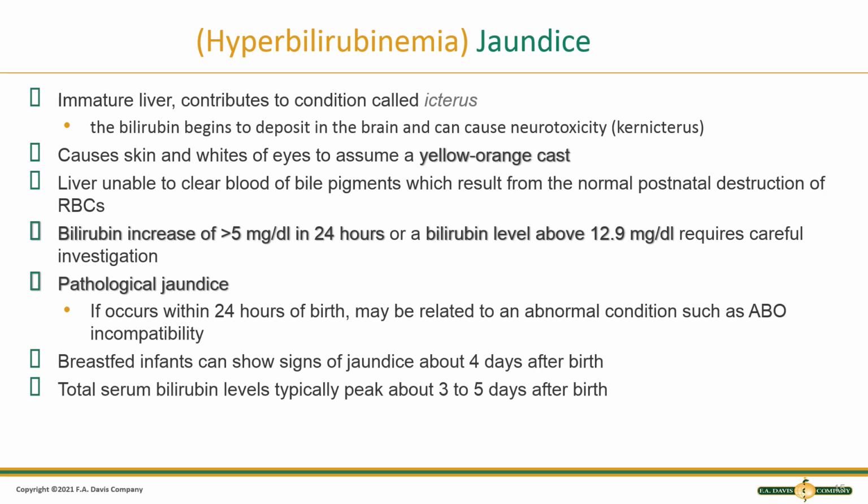Now, infants have that yellow-orange cast in the white of their eyes and the mucous membranes, and then their skin turns yellow. And we said earlier, on slide 5.3 I think it was, that greater than 5 in 24 hours, or a bilirubin above 12.9, requires careful investigation. Remember, ABO incompatibility can occur. We make sure we look at the blood type from the mother and the blood type of the baby. O positive and B positive are the two that we always check for the baby's blood type. We always check the DAT, and then we watch closer for jaundice as well.